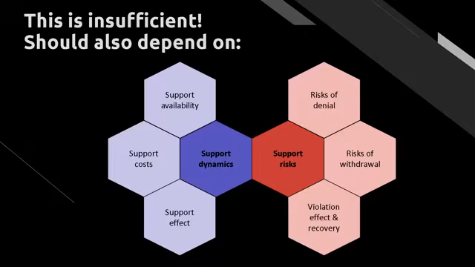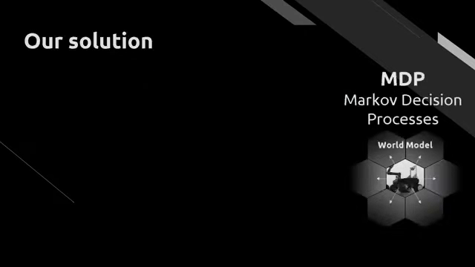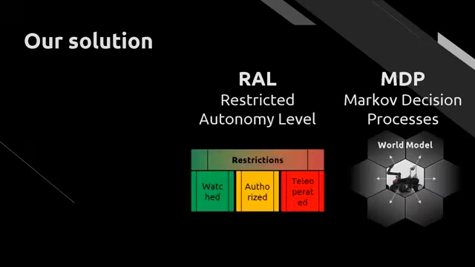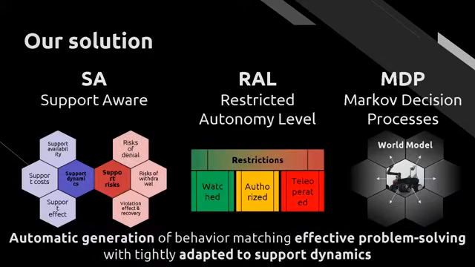failure should they happen. As a solution, we use Markov decision processes for modeling the world model, on top of which we add two modules, one for modeling restricted autonomy levels, and a second for modeling aspects related to man-machine collaboration.